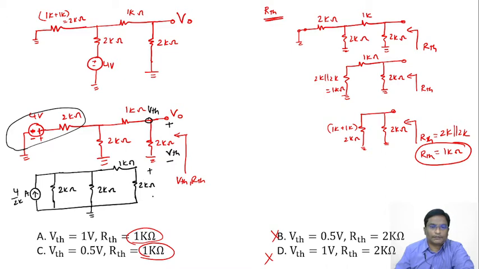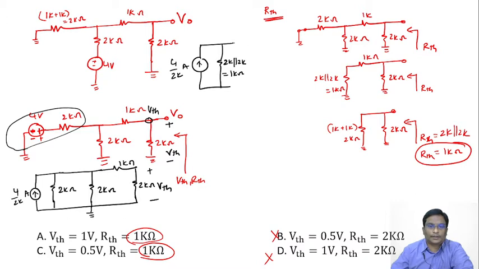This is the V0 or VTH we need to find. Again, this 2K parallel 2K is nothing but 1K. Now it's 4 by 2K. I will not simplify it, let it be like this. And this 2K parallel to 2K is nothing but 1 kilo ohm. And here, this is a 1 kilo ohm. This is a 2 kilo ohms.